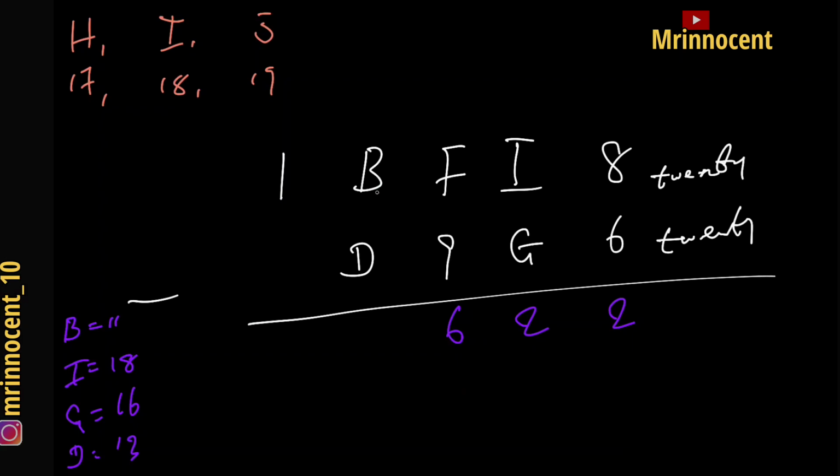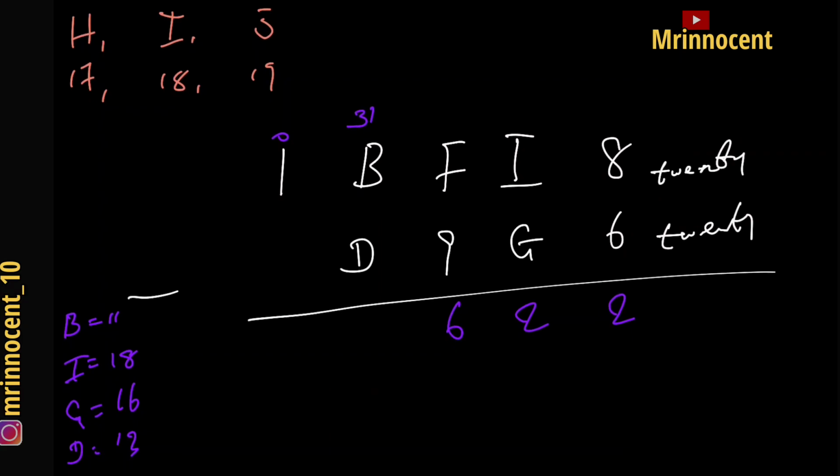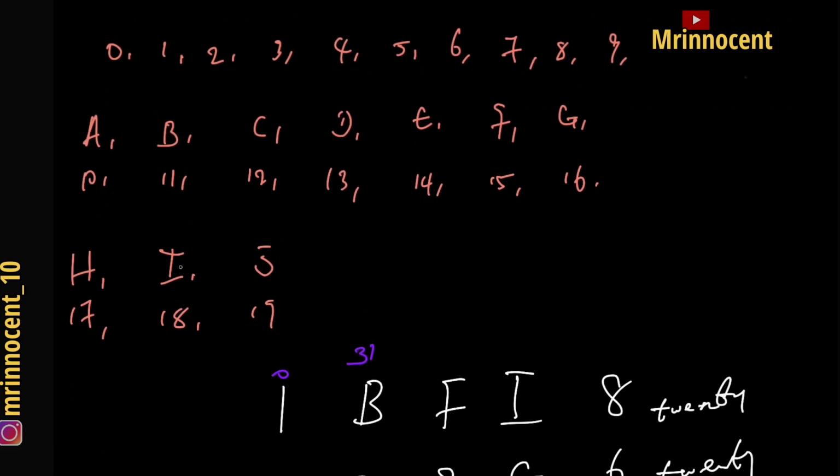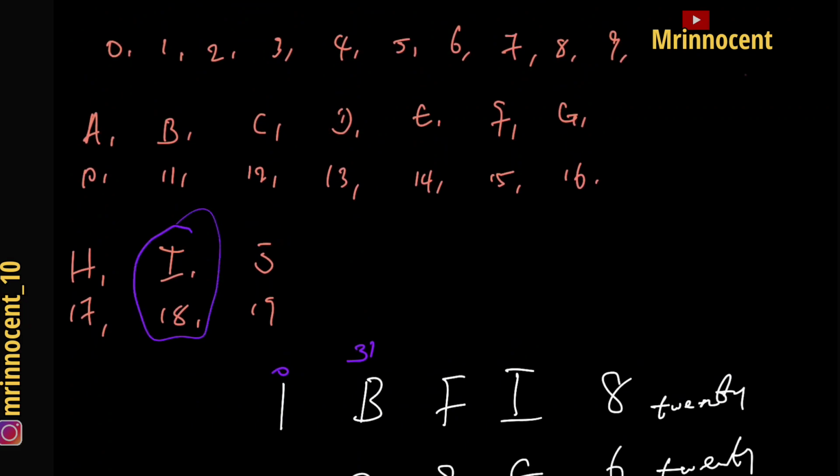11 minus 13 cannot. Borrow 1 here. Call it 20 plus 11 is 31. 31 minus 13 is 18. And our 18 is I.